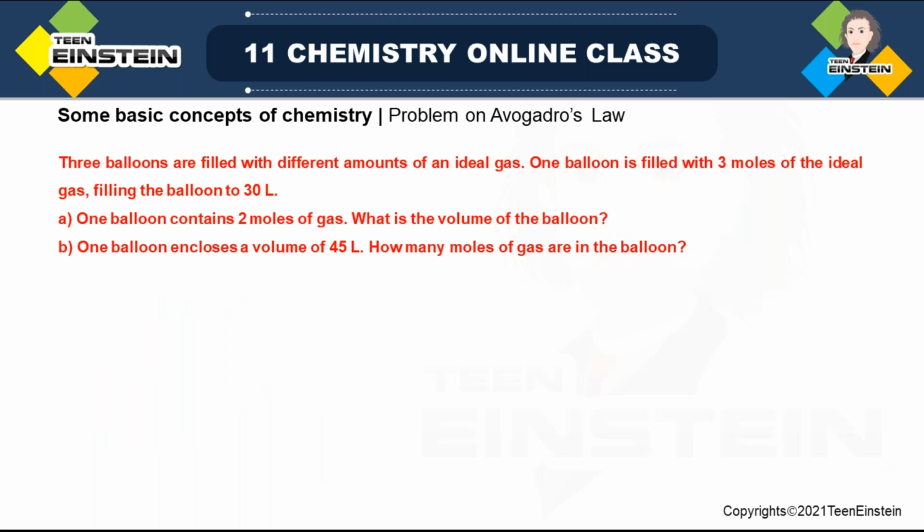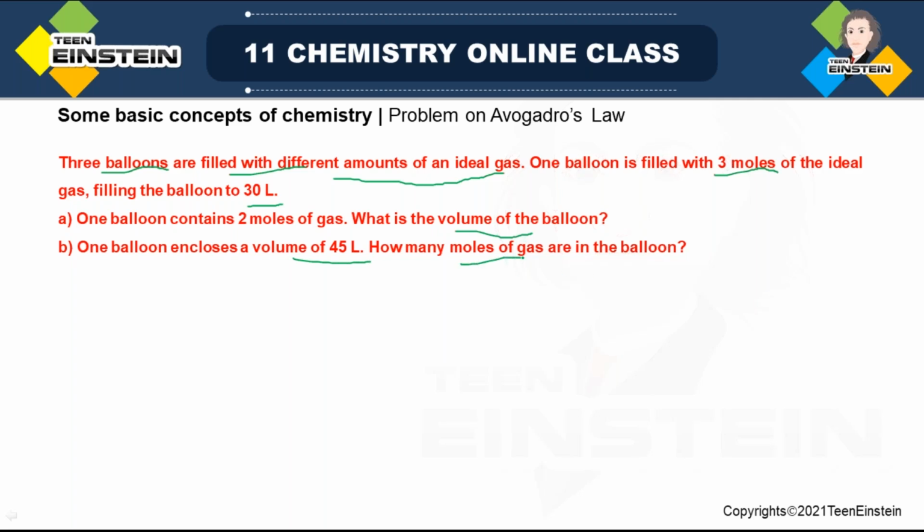Problem on this law. 3 balloons are present. They are filled with the same gas but different amounts. One balloon is filled with 3 moles of the ideal gas and the corresponding volume is 30 liter. Another balloon contains 2 moles of gas, and you have to find the corresponding volume. And the second question is, there is another balloon which has volume 45, and you have to find the moles.